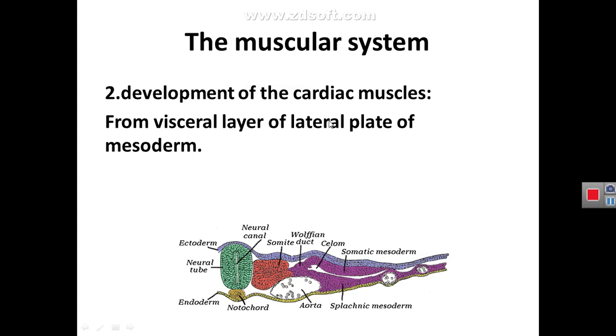Cardiac muscles. Embryology of the cardiac muscle is similar to that of the smooth muscle. Also, cardiac muscles are derived from the visceral layer or splanchnic layer of lateral plate of mesoderm. Surprisingly, the cardiac muscles are striated muscles, but their origin is from the same embryonic precursor, which is the visceral layer of lateral plate of mesoderm, or the splanchnic layer, just like smooth muscles.